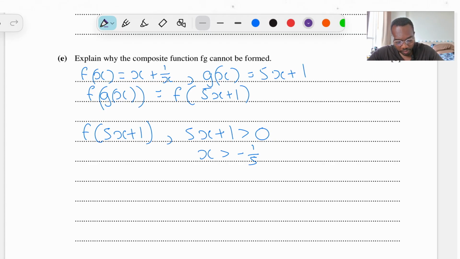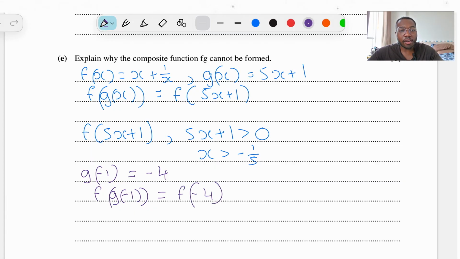For example, if we get g of minus 1, because that's valid for g of x, if we put that in, g of minus 1 would be 5x plus 1, that's 5 times minus 1 plus 1. That gives me minus 4. But then the problem is, if I do f of g of minus 1, that would give me f of minus 4. But we can't do f of minus 4 because that's not in our domain.